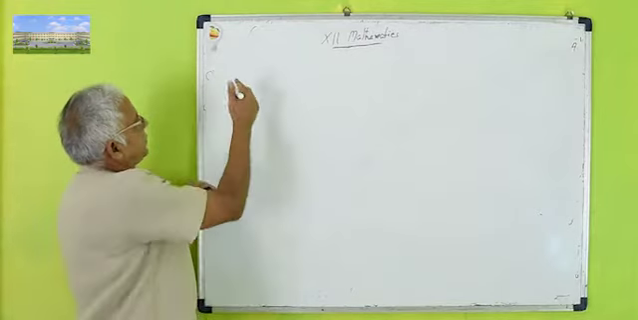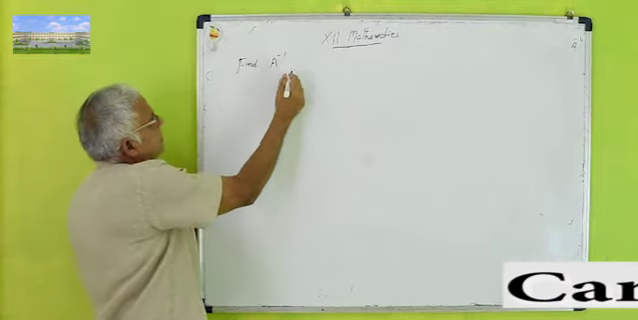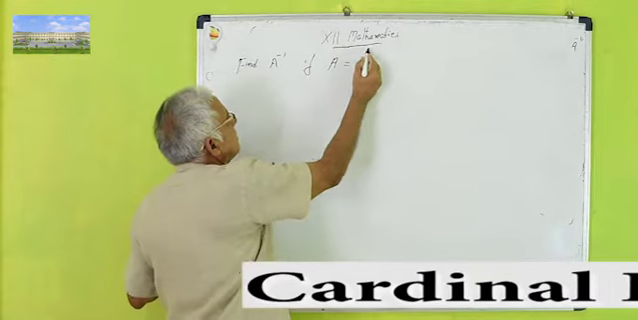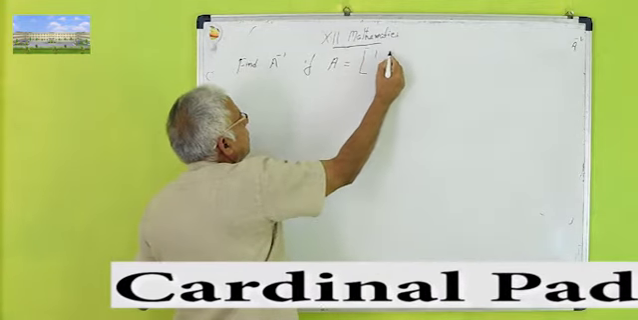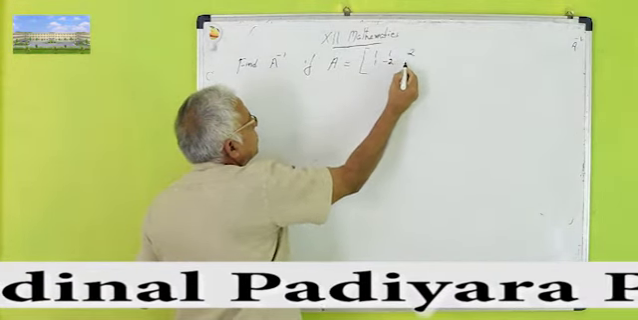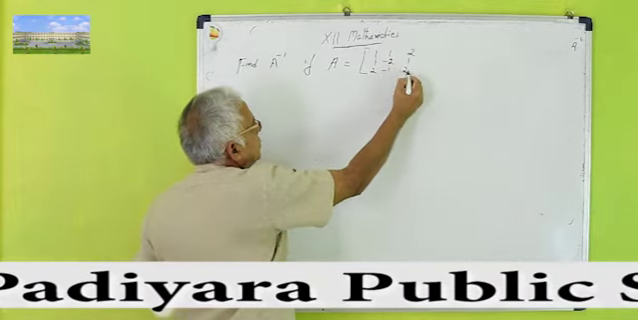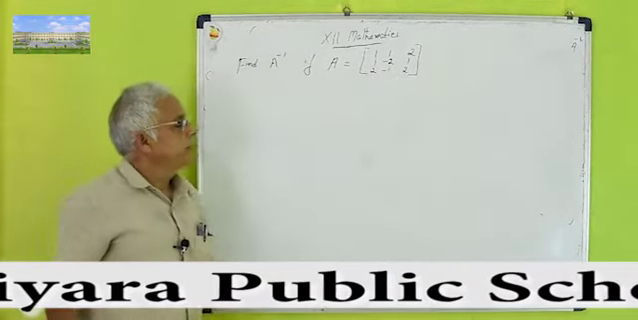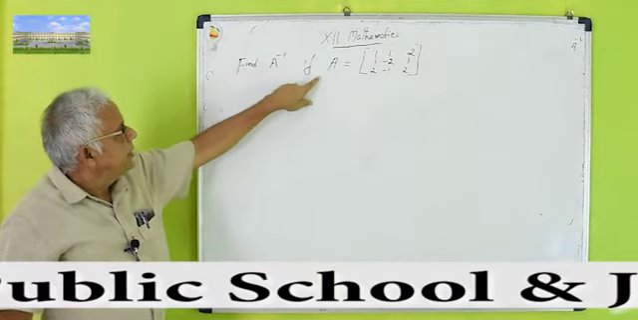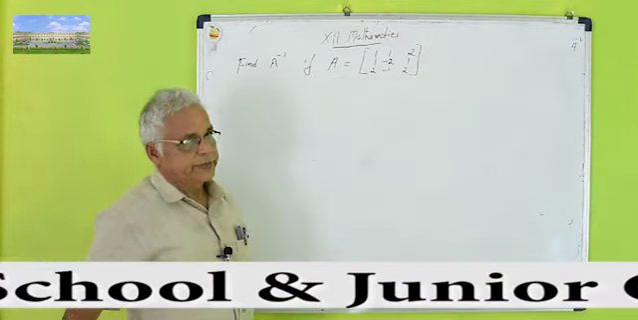Find A inverse. If A is equal to the determinant 1, 1, 2, 1, -2, 1, 2, -1, 2. So, the question: find A inverse if A is a 3 by 3 square matrix.